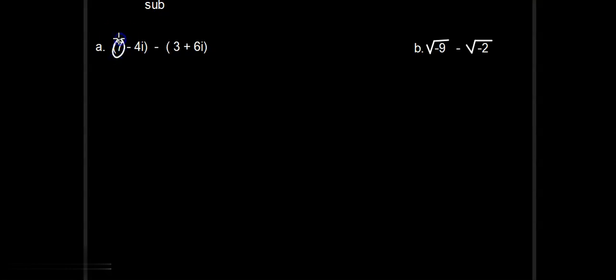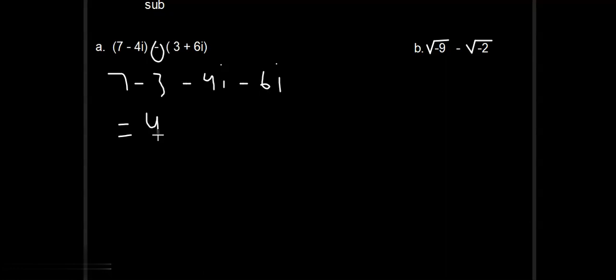So as always, just real part with the real part, imaginary part with the imaginary part. So it will be 7 minus 3 and also negative 4i. Since my sign is negative, I'm going to say negative 6i. So 4 minus 4i minus 6i. So 7 minus 3 will be, 7 minus 3 will be what?